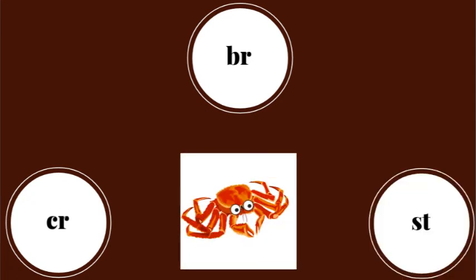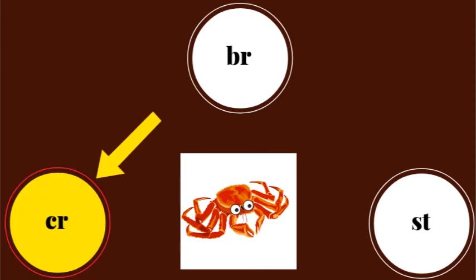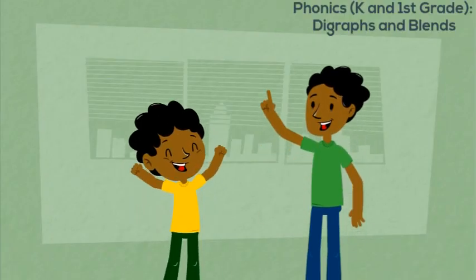Let's do one more. That is a crab, and it has CR at the beginning. CR is the blend. You did a great job finding the blends in the words.